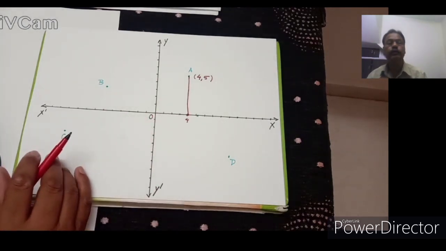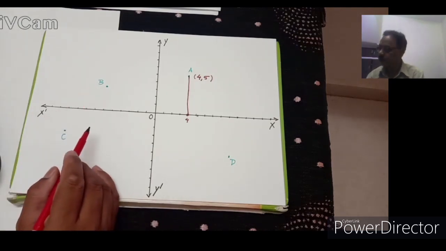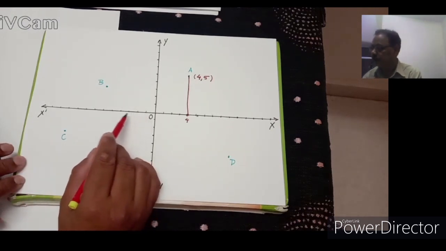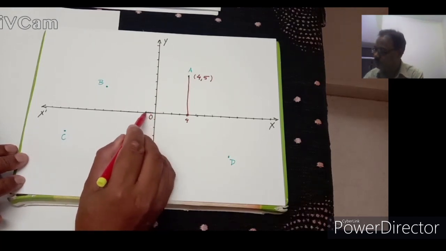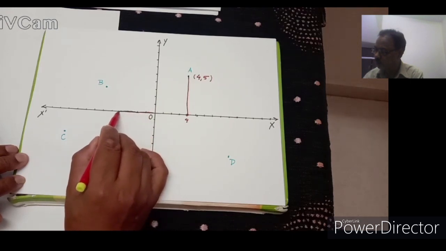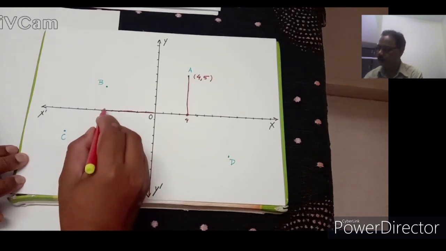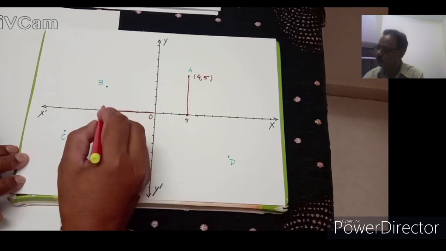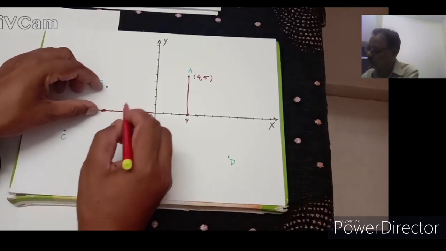Now come to the point B. What is the coordinate of point B? Let us find out. The coordinate of point B is just above the point. Let us count it. 1, 2, 3, 4, 5, 6, just above the 6, and we want to reach the point B, so we shall move towards the y-axis. Understand? So how much do we move? Let us see it.